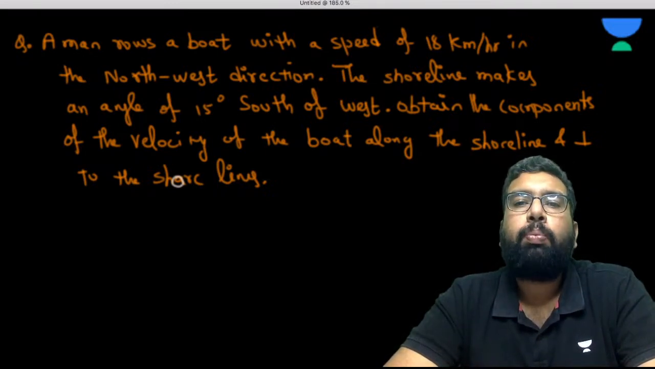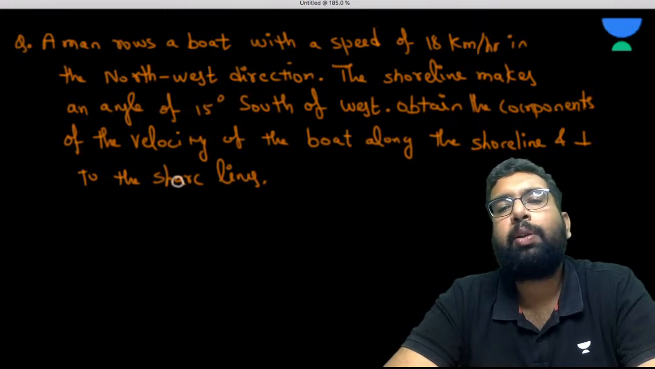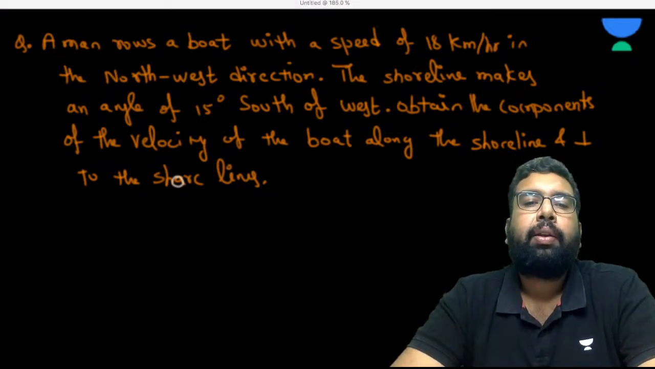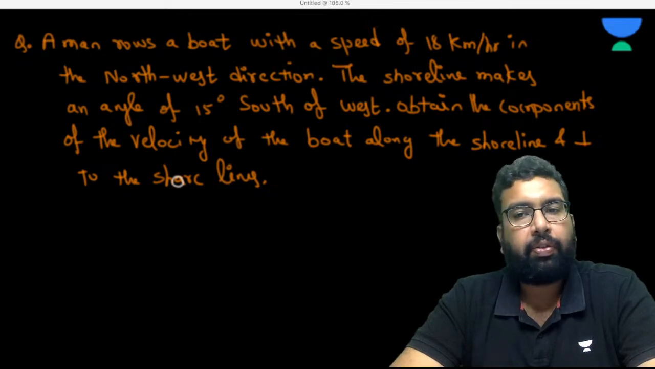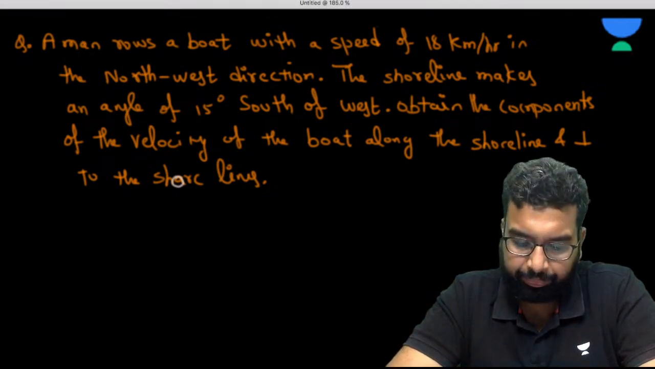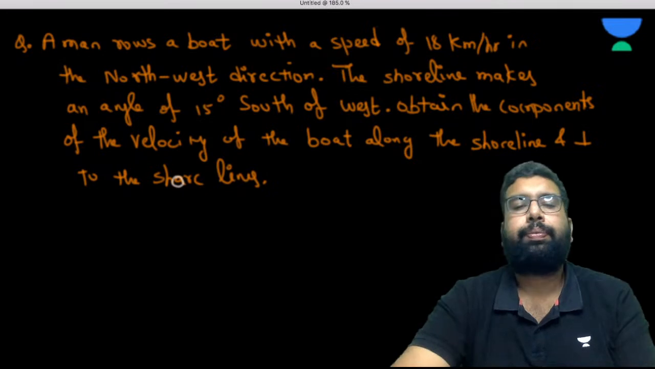A man rows a boat with a speed of 18 km/h in northwest direction. The shoreline makes an angle of 15 degrees south of west. Obtain the components of the velocity of the boat along the shoreline and perpendicular to the shoreline. That is the crunch in this question. If you understand the language of it, there is nothing left in the question. You try first, then I'll do. Don't worry.